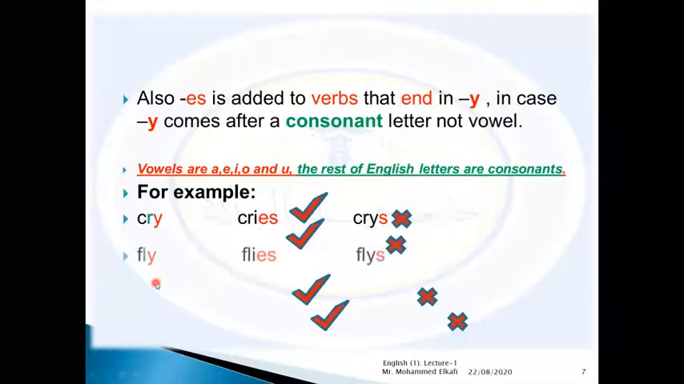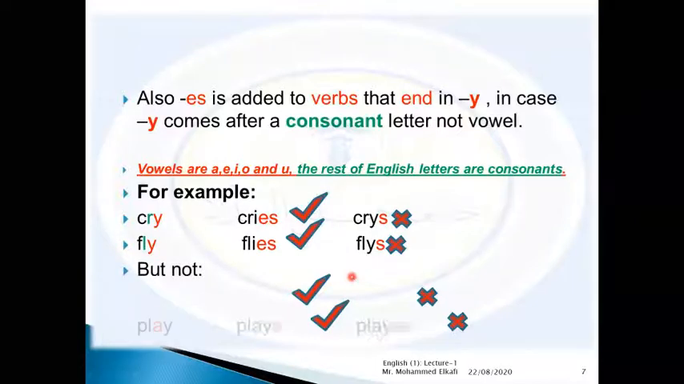Okay, the second example, fly. Before Y, we have the letter L. So the form with he, she, or it will be flies. So the letter Y became I, and then we add ES. And this other form is wrong, it's an incorrect form.